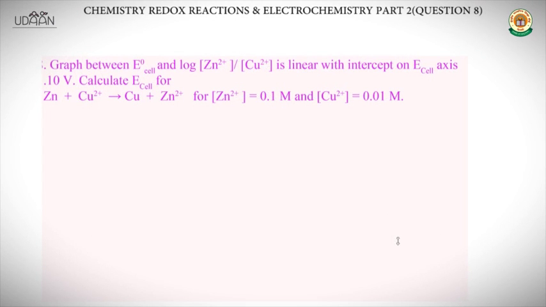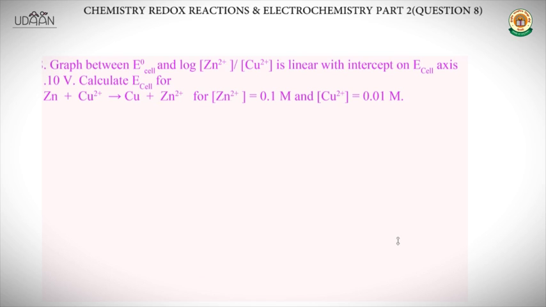Alright, so now we move on to question number 8. Here, this is a graph-based question. So we have to draw the graph and compare it with the Nernst equation and arrive at the corresponding results. So the question that we are given here is that the graph between E cell and log of the ratio of Zn2 plus and Cu2 plus is linear with an intercept on E cell axis of 1.10 volt.